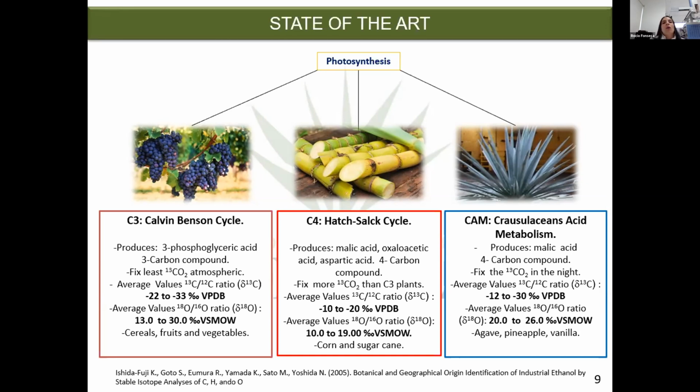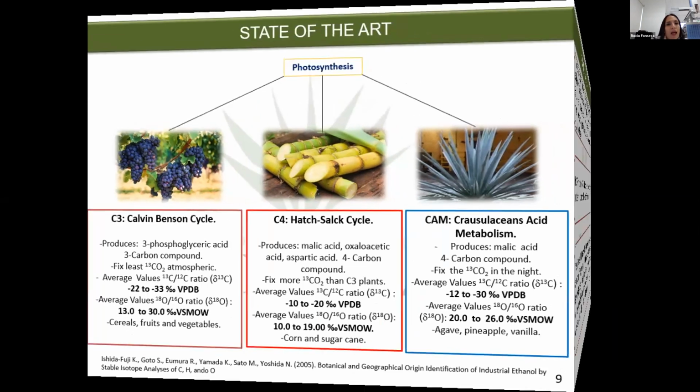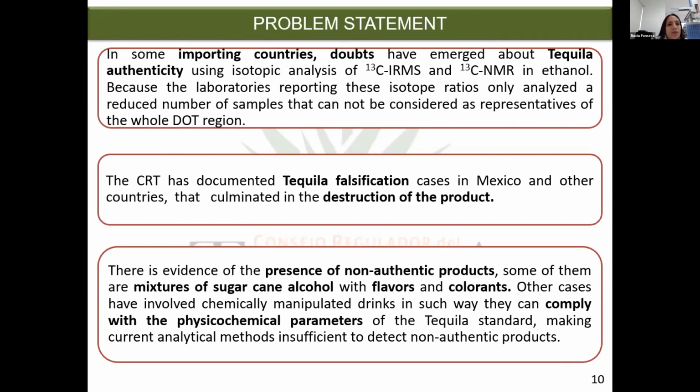In this case, we found some issues about the authenticity of tequila, and I want to present them to you. In some important countries, doubts have emerged about tequila authenticity using isotopic analysis of carbon-13 isotope ratio mass spectrometry, and carbon-13 in NMR in ethanol, because the laboratories reporting these isotope ratios only analyze a reduced number of samples that cannot be considered representative of the full DOT region.